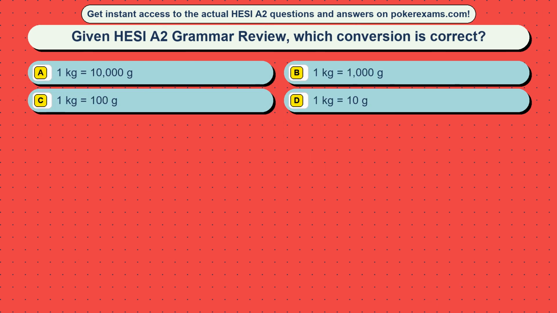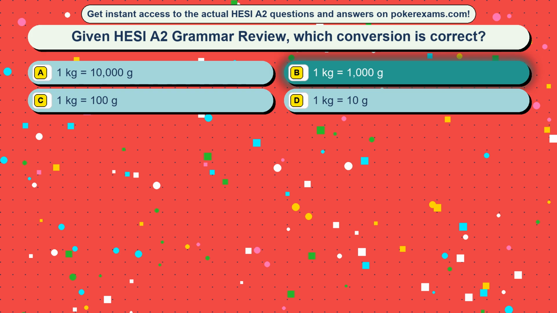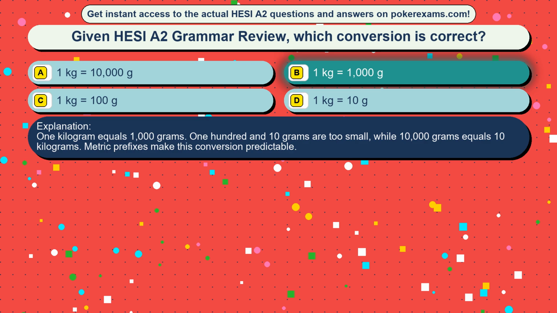Question 48. Given HESI A2 Grammar Review, which conversion is correct? Option A, 1 kilogram equals 10,000 g. Option B, 1 kilogram equals 1,000 g. Option C, 1 kilogram equals 100 g. Option D, 1 kilogram equals 10 g. The correct answer is option B, 1 kilogram equals 1,000 g. 1 kilogram equals 1,000 grams. 100 grams is too small, while 10,000 grams equals 10 kilograms. Metric prefixes make this conversion predictable.